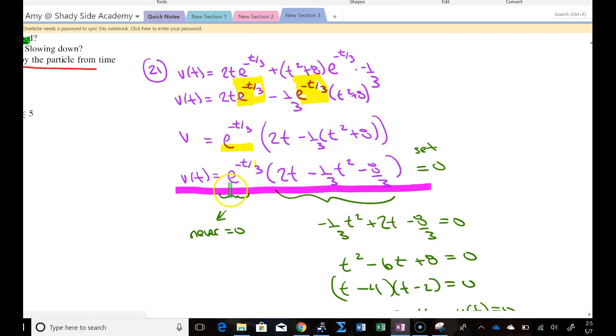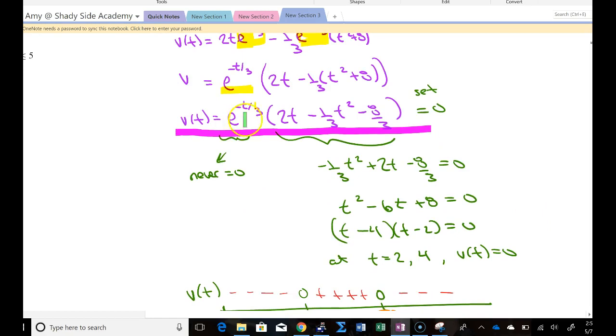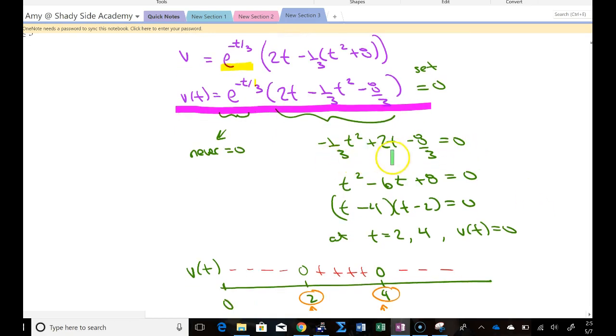I then set velocity equal to 0. There are no points where v is undefined. Set the velocity equal to 0. This factor here will never equal 0. It will always be positive. The question is, when will this factor equal 0? And this is a quadratic equation.